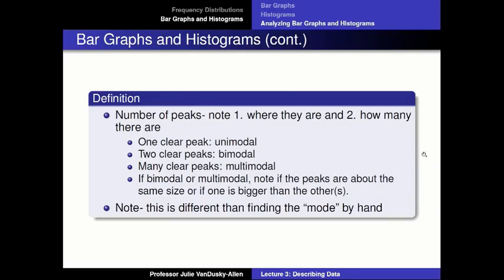Now, when you describe the peaks in a graph, you should note how many there are and where they are. If there is one clear peak, the graph is unimodal. If there are two clear peaks, the graph is bimodal. If there are many clear peaks, the graph is multimodal. And if there is more than one peak, note if the peaks are about the same size or if some are bigger than the others.